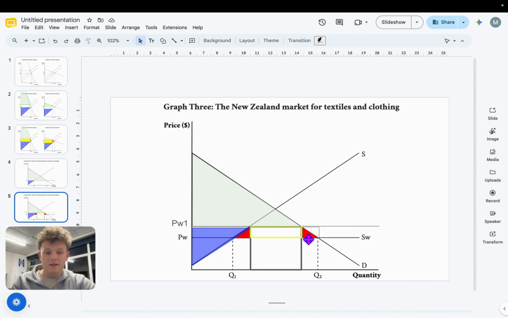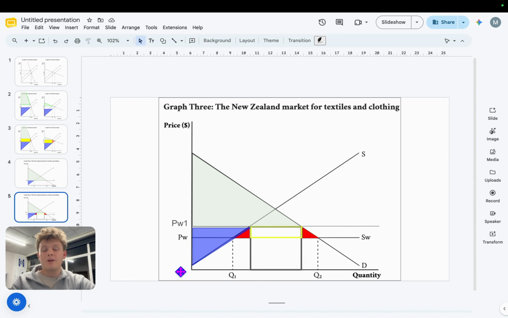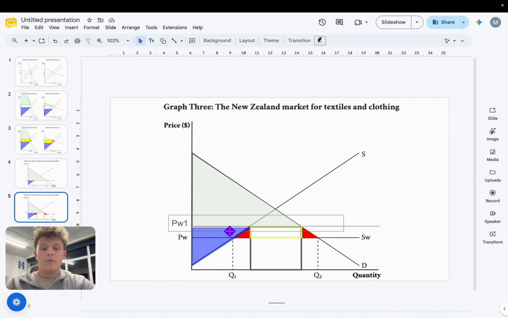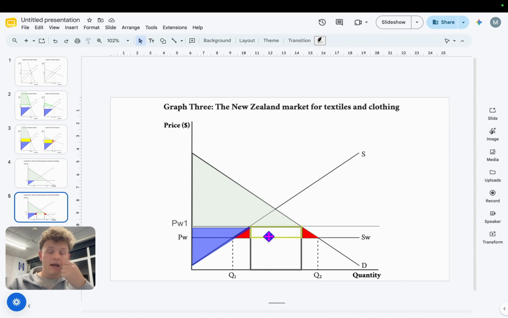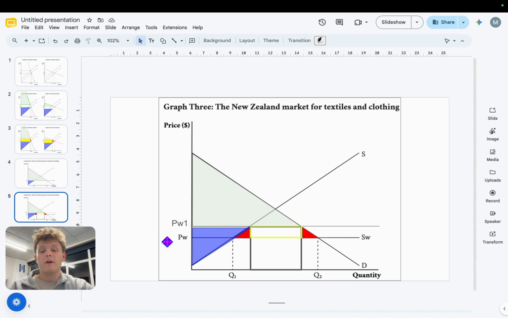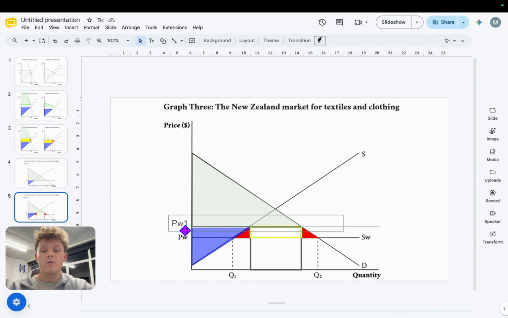So what happens to consumer surplus? It decreases as we buy fewer units and pay a higher price. The producer surplus increases as we sell more units and receive a higher price. The government revenue increases as we import a smaller amount of imports, but each import must pay the value of the tariff, which is the difference between PW1 and PW.